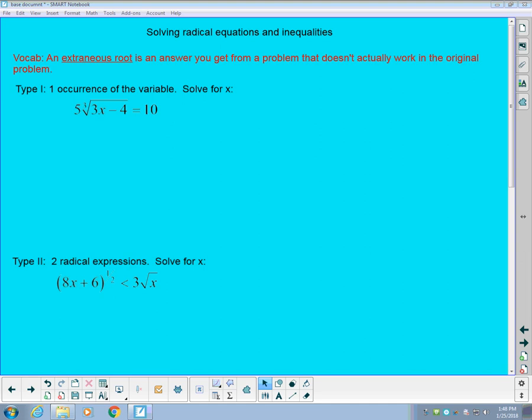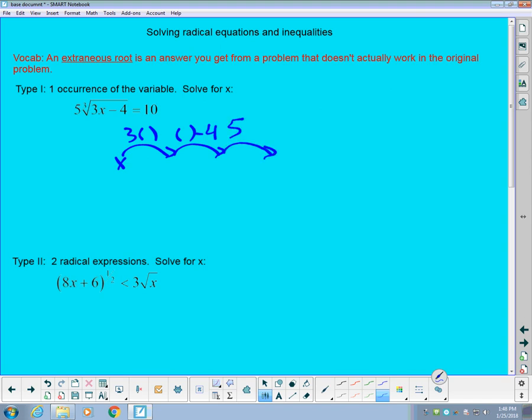So we need to be very careful to go back and check the solutions that we get. I've split this into several types of problems. The first type of problem, I am calling the version that has just one occurrence of the variable in there. Since the variable only shows up once, we should be able to do this with an arrow diagram. So we'll make that arrow diagram real quickly.